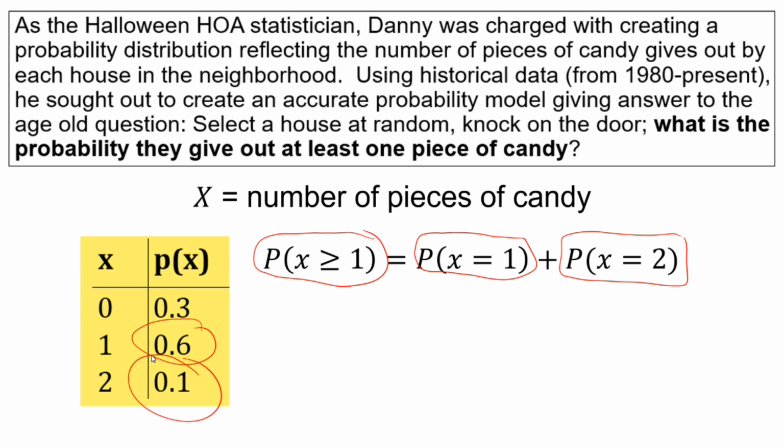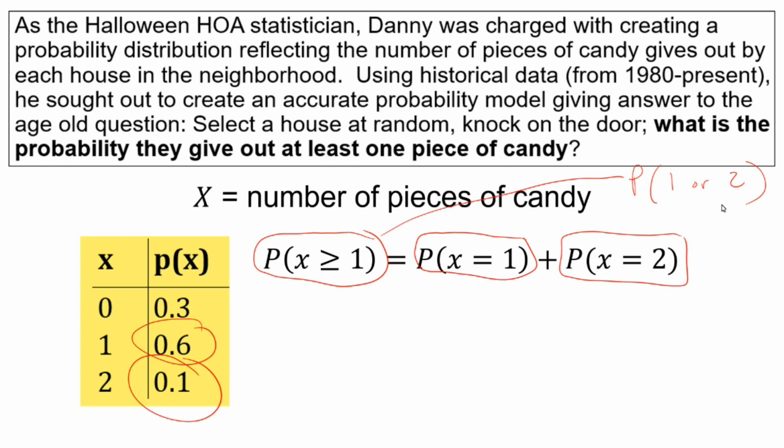Now, x equals 1 and x equals 2 are by definition mutually exclusive. You can't have a house that gives out both 1 and 2 pieces of candy at the same time. This isn't quantum mechanics or something more complex. So it has to be either A or B. That means all we have to do to find the probability of A or B, which is what the probability that x is at least 1 means, is find the probability of 1 or 2. So it's the probability at 1 plus the probability at 2. We don't have to subtract off any intersection or overlap because these are mutually exclusive events.